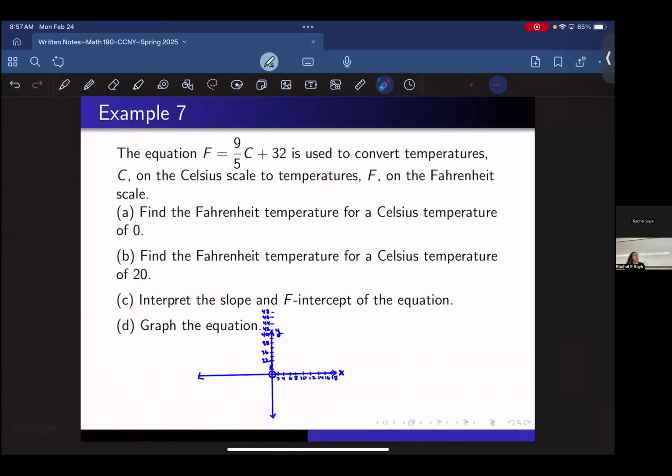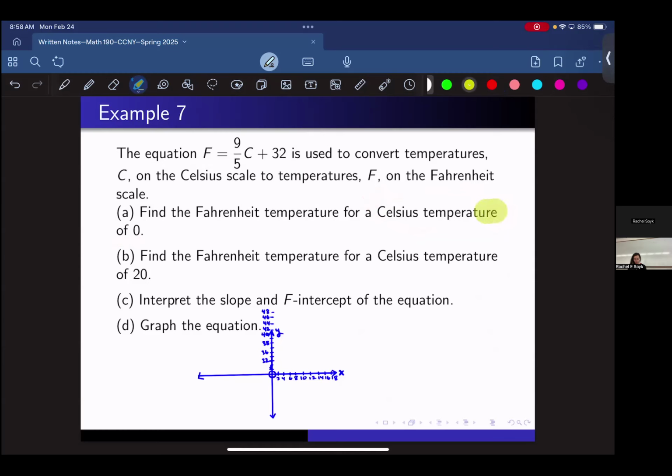Okay. So this is our first sort of real life situation. We're going to be dealing with our conversion between Celsius and Fahrenheit here. And so we're given the equation of Fahrenheit is equal to 9 fifths Celsius, which is C, plus 32. And so our first part of the problem is we want to find the Fahrenheit temperature for a Celsius temperature of 0. So what do we do in a situation like this?